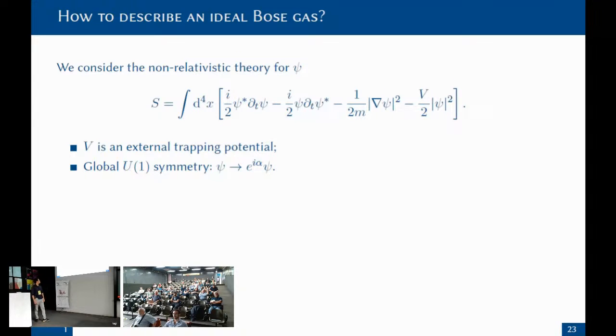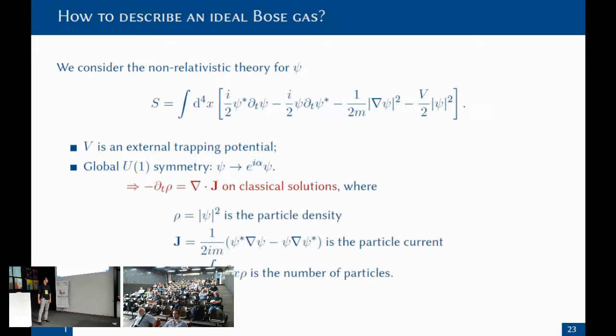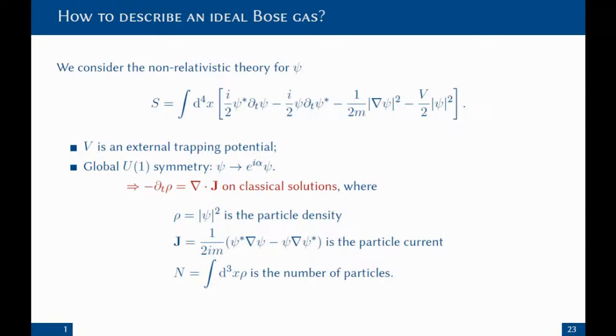global phase transformation. And we know from classical mechanics that, this being the case, there is an actual symmetry on the space of classical solutions. The symmetry is the U(1) symmetry. And in mathematical terms, it's just a continuity equation. And because of this symmetry, we actually gain an interpretation.